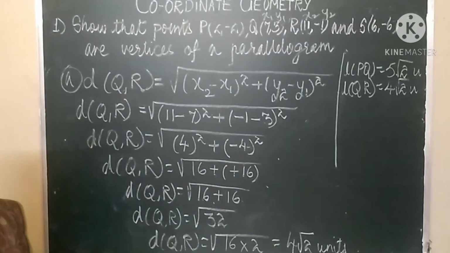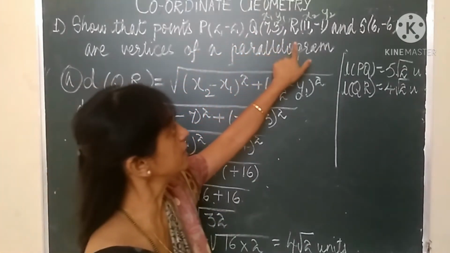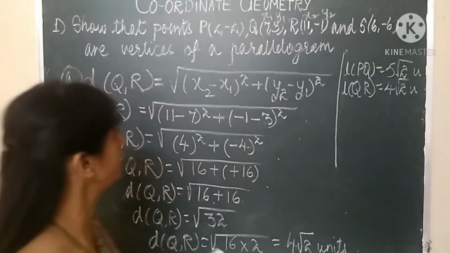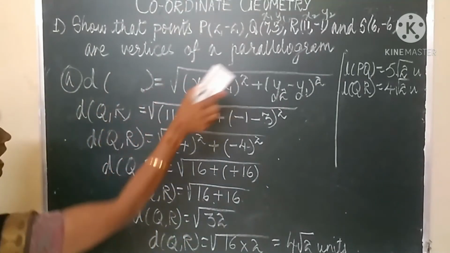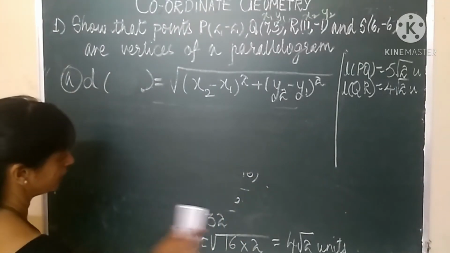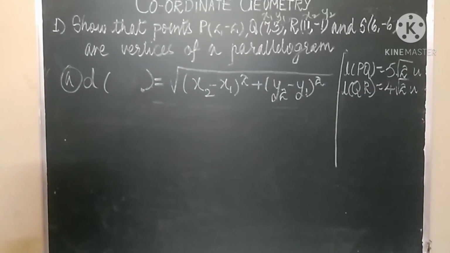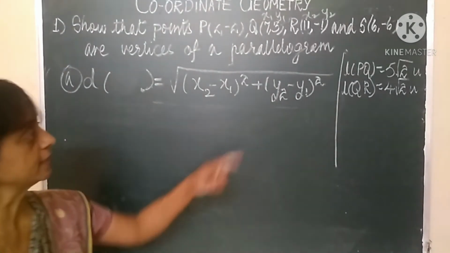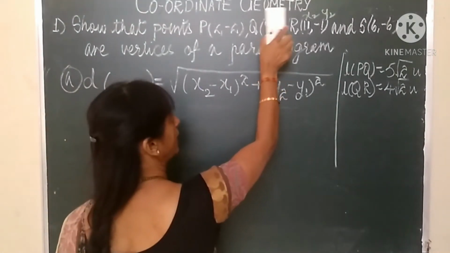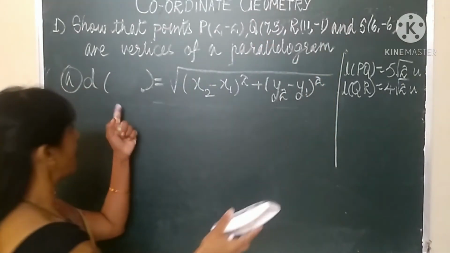To move on further, children, now we have calculated distance PQ, distance QR. Now let's shift the points and calculate distance RS, again with the same distance formula. That is square root of x2 minus x1 the whole square plus y2 minus y1 the whole square. Looking at the points that we have considered now is RS.